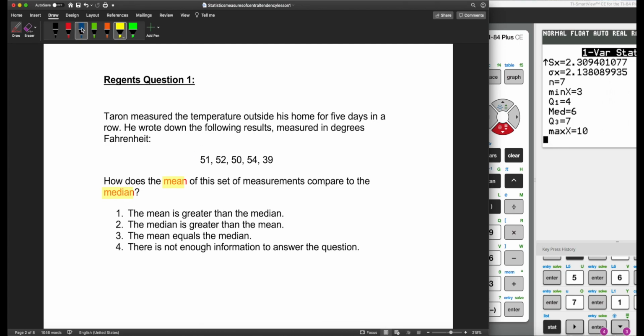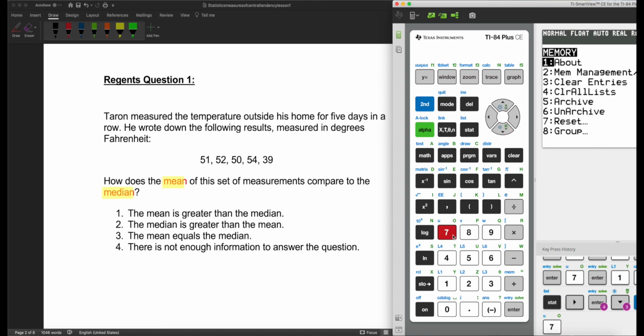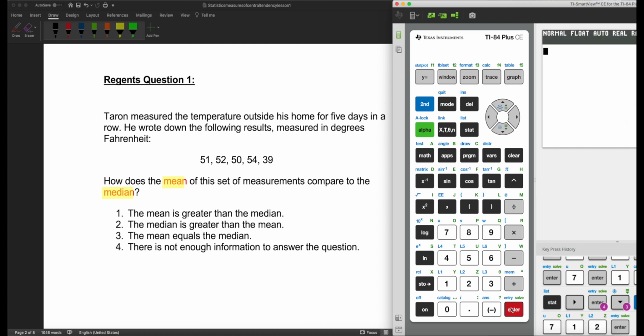Now I know above we had listed all of them, and your calculator is going to list all of them. But the reality is, when you're taking your Regents, and if they just want the mean and median, that's all you need to find. Just like we said before, you clear your calculator. Second function, plus sign, 7, 1, 2, enter.